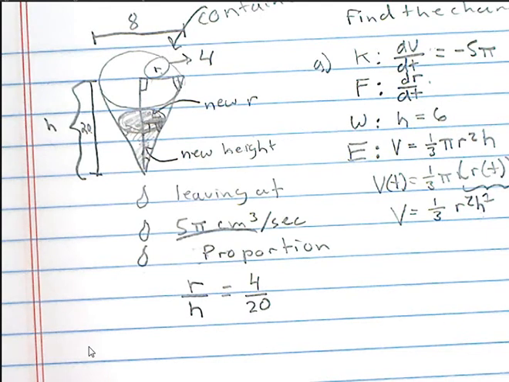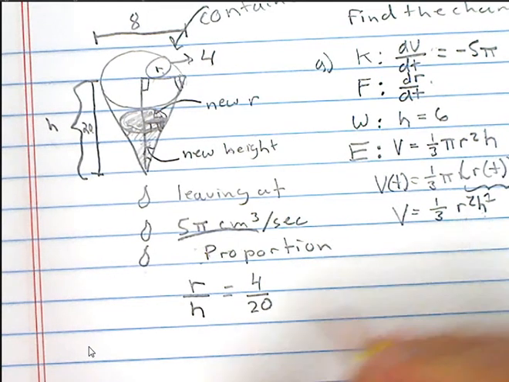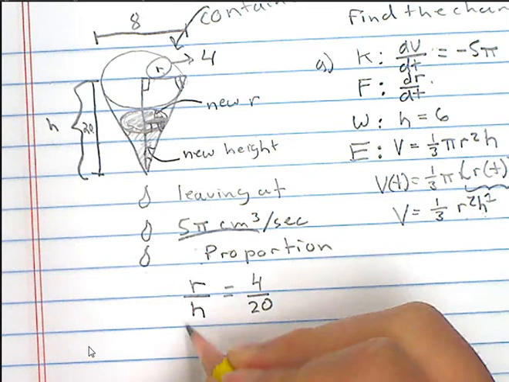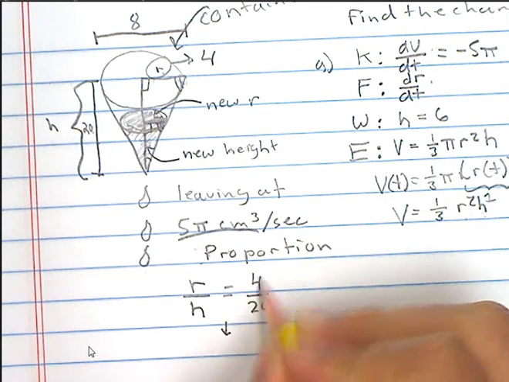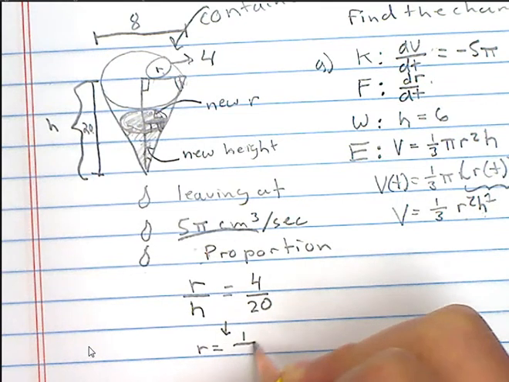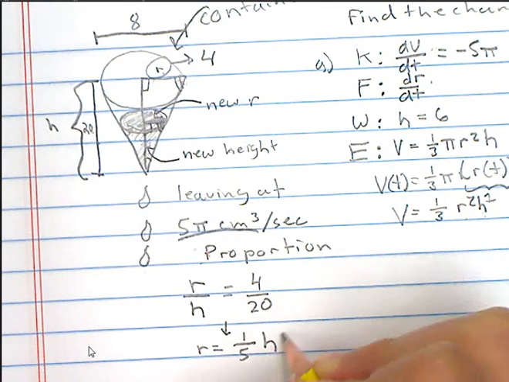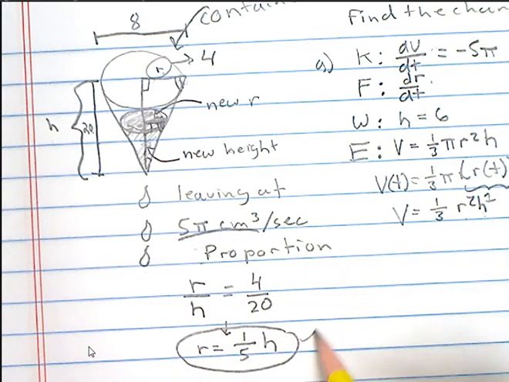Now this is going to allow me to get rid of R right here, because I need R. So I find that simplifies to 1/5, and then R is equal to 1/5 times H. Multiply both sides by H. Okay. Well, now I have that.